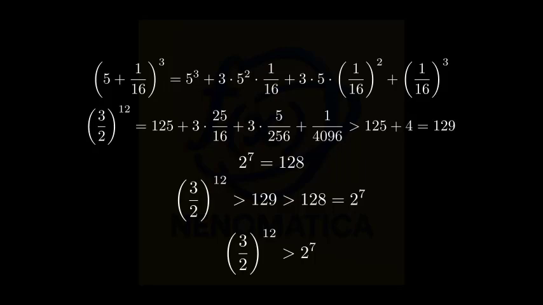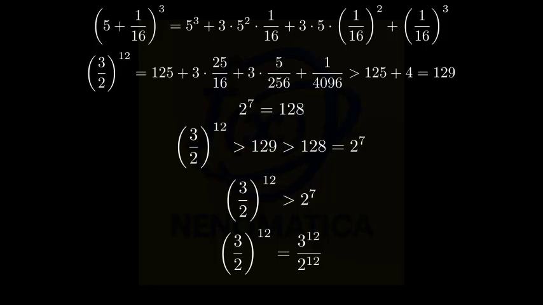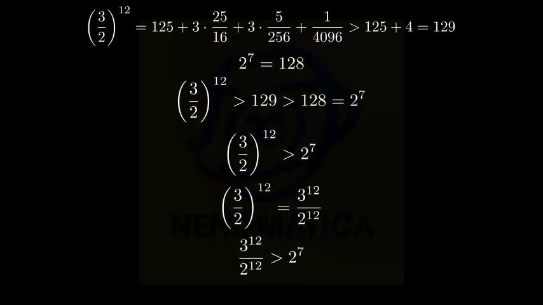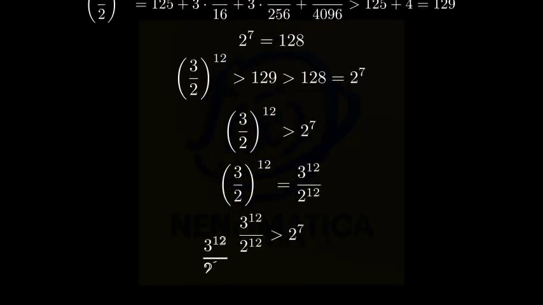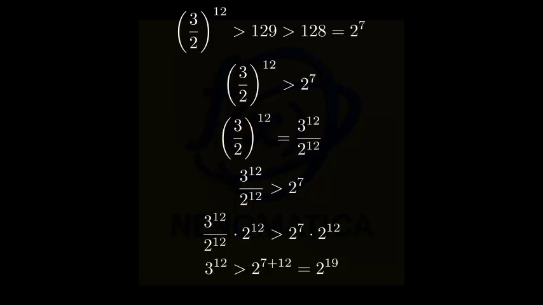Let's rewrite our inequality in a different form. 3 halves to the 12th power equals 3 to the 12th power divided by 2 to the 12th power. So our inequality becomes 3 to the 12th power divided by 2 to the 12th power is greater than 2 to the 7th power. Let's multiply both sides of our inequality by 2 to the 12th power. This gives us 3 to the 12th power is greater than 2 to the 19th power. We can see this because 7 plus 12 equals 19. So 2 to the 7th times 2 to the 12th equals 2 to the 19th.